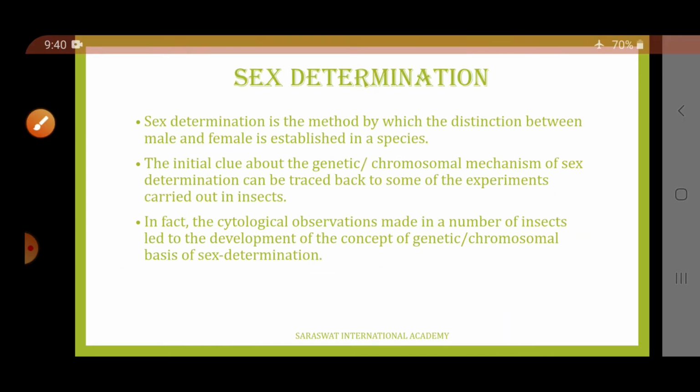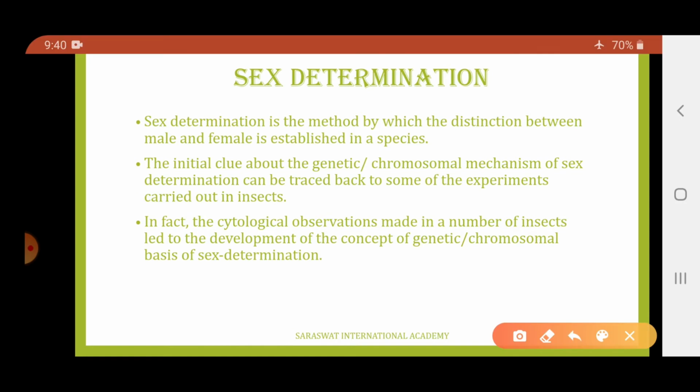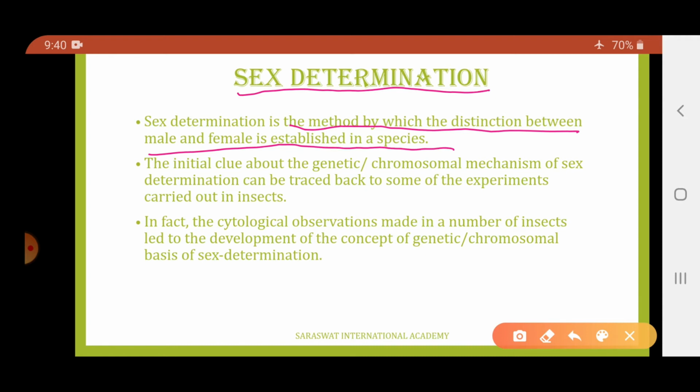Now students, we will move to the next topic, that is sex determination. Now students, what do you mean by the term sex determination? It is the method by which the distinction between male and female is established in a species. So, what is sex determination? The way through which we can distinguish between the males and females of a species is called sex determination.